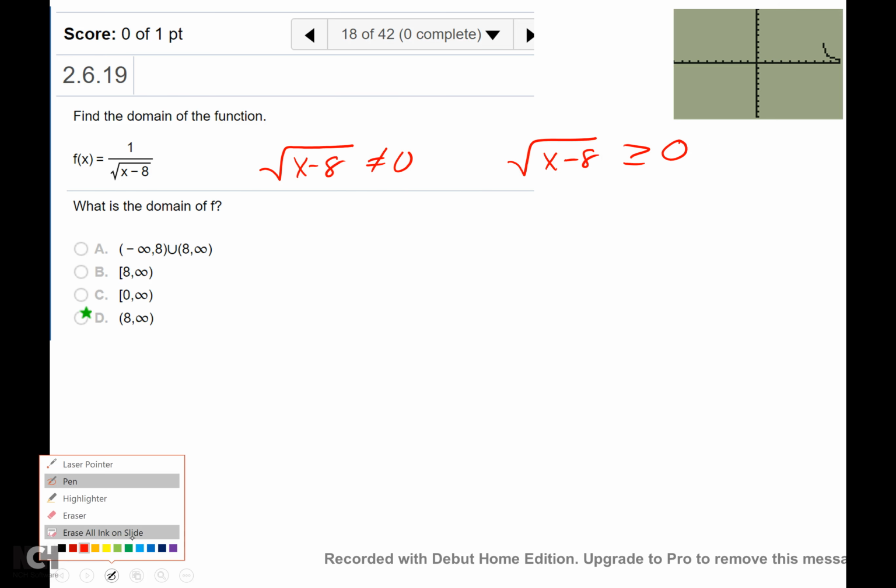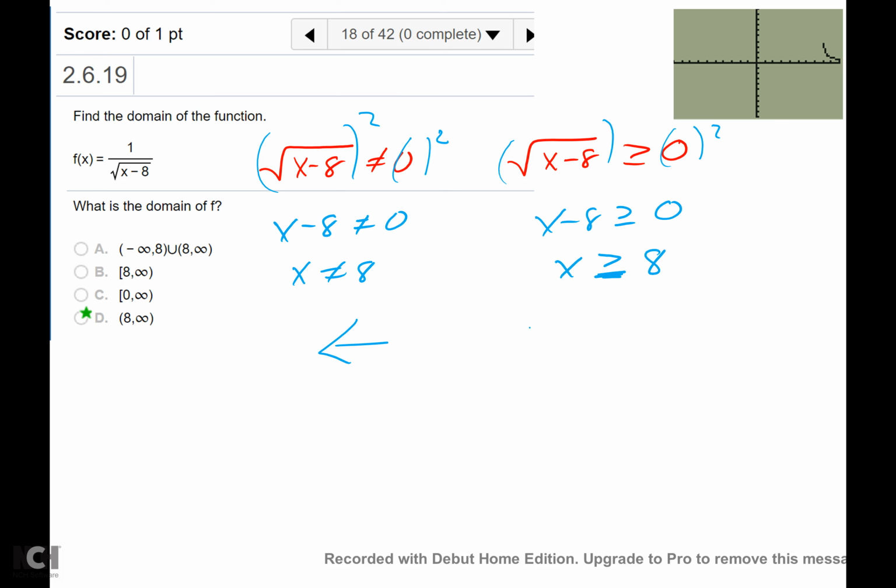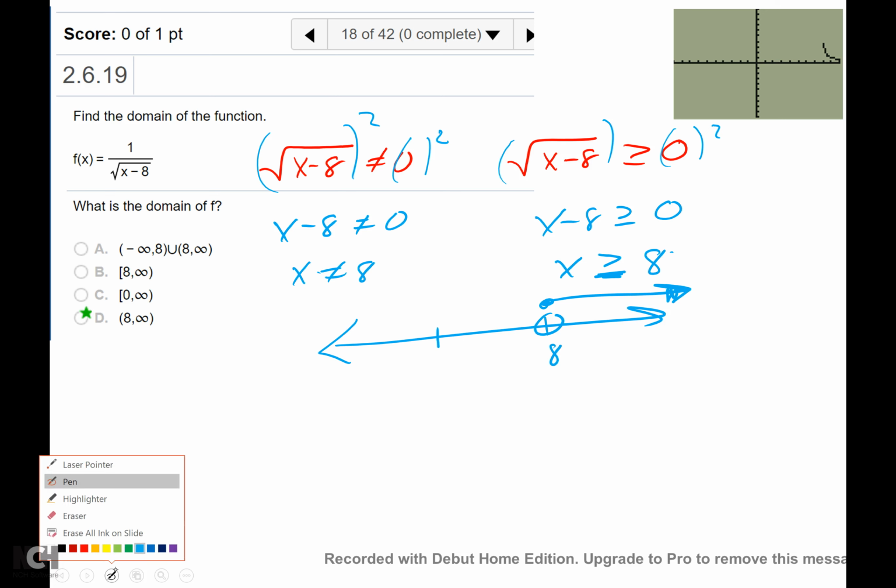So numerically, you're going to get the same answer solving this. Square, square, x minus 8 can never equal 0, x can never equal 8. If you solve this one, it says square, square, x minus 8 has to stay greater than or equal to 0, so x has to stay greater than or equal to 8. So this says that x can't be 8. This says that x can be 8 and go forever and ever this way. So my domain is where they overlap, and a no always outweighs a yes.